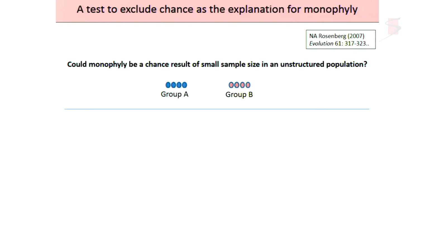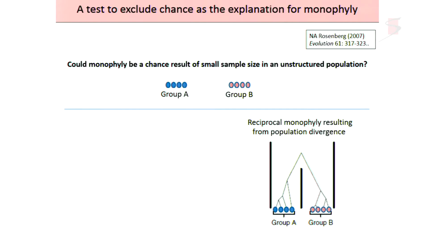Okay, so to explain that in a little bit more detail, suppose we have some lineages that we're a priori calling different groups. So say we have group A, 4 lineages, group B, 4 lineages, and we just decided a priori that those lineages are going to be different groups. And if we saw that they had a reciprocal monophyletic genealogy, most of the time what we have in mind is that something like this might have happened, that there might have been population divergence, and that group A and B are monophyletic because they're on different sides of this population divergence.